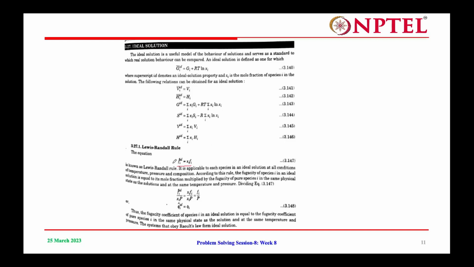If we divide, the partial pressure f_i ID equals x_i P, where P is the total pressure, equals x_i f_i. So x_i gets cancelled, giving f_i over P. So the fugacity coefficient of a species in the ideal solution equals the fugacity coefficient of the pure species in the same physical state as the solution, at the same temperature and pressure, right? Clear or not?